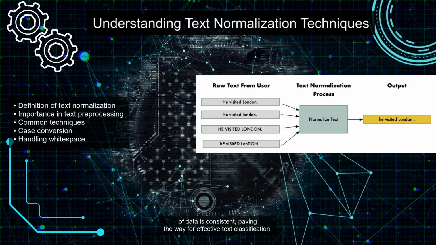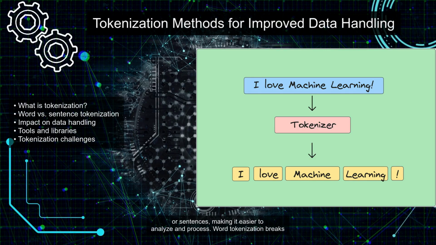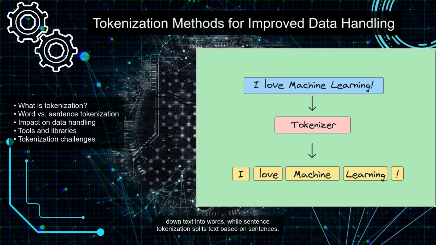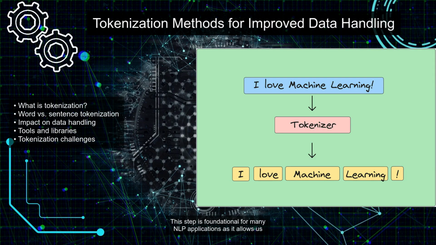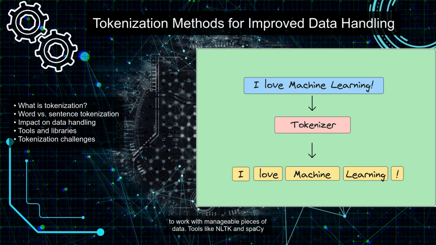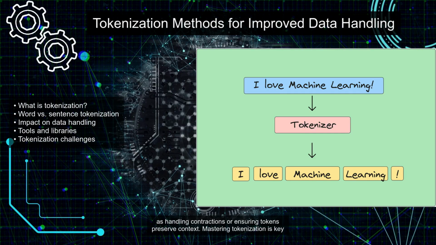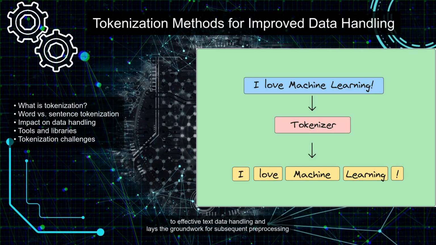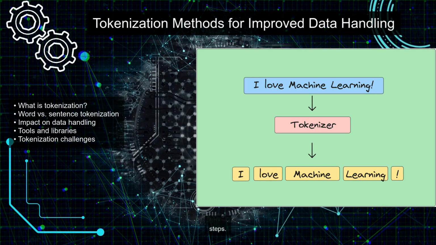effective text classification. Tokenization is the process of splitting text into individual units, like words or sentences, making it easier to analyze and process. Word tokenization breaks down text into words, while sentence tokenization splits text based on sentences. This step is foundational for many NLP applications as it allows us to work with manageable pieces of data. Tools like NLTK and spaCy in Python offer robust tokenization functionalities. However, tokenization isn't without challenges, such as handling contractions or ensuring tokens preserve context. Mastering tokenization is key to effective text data handling and lays the groundwork for subsequent preprocessing steps.